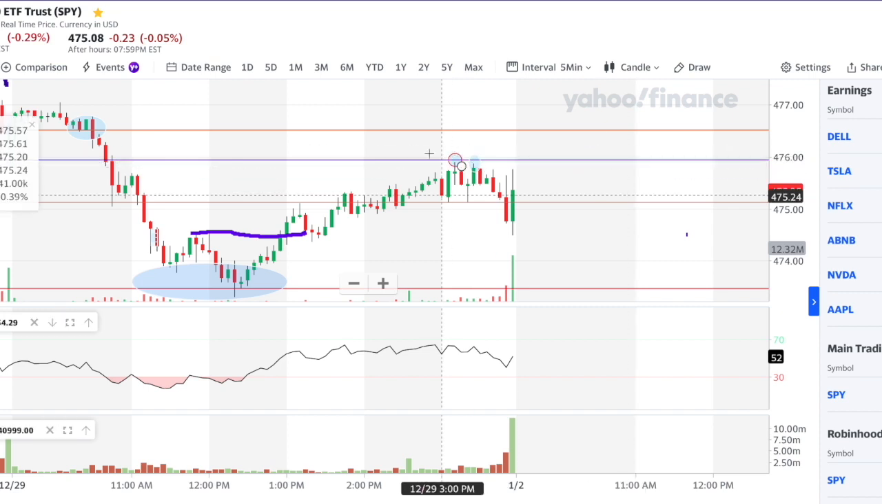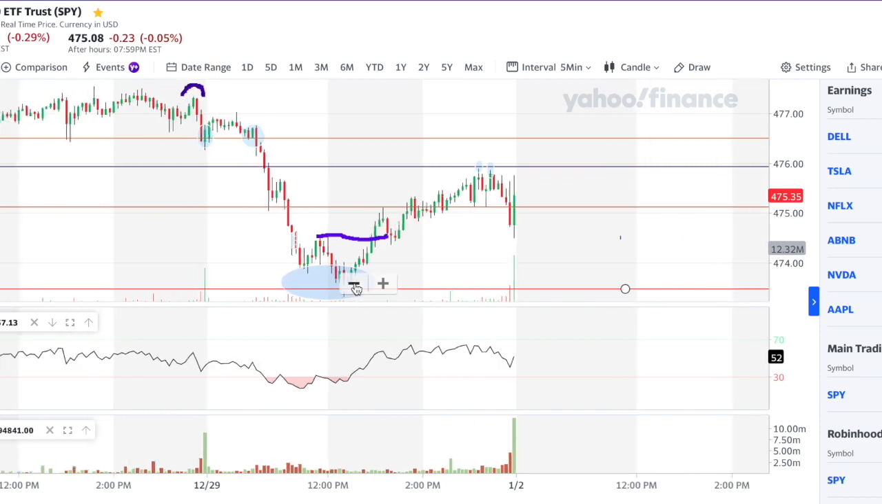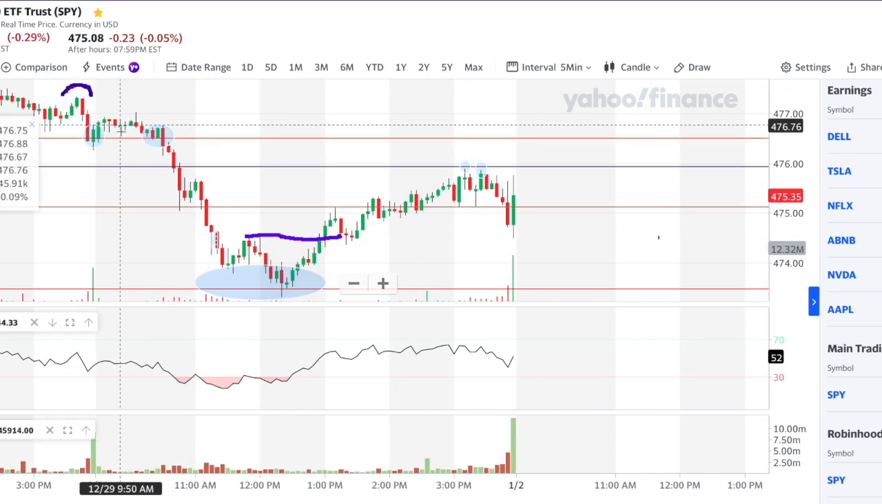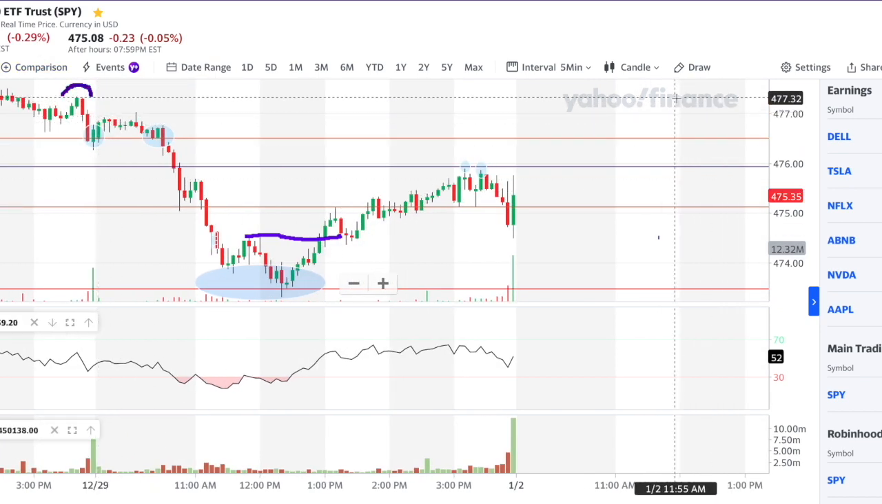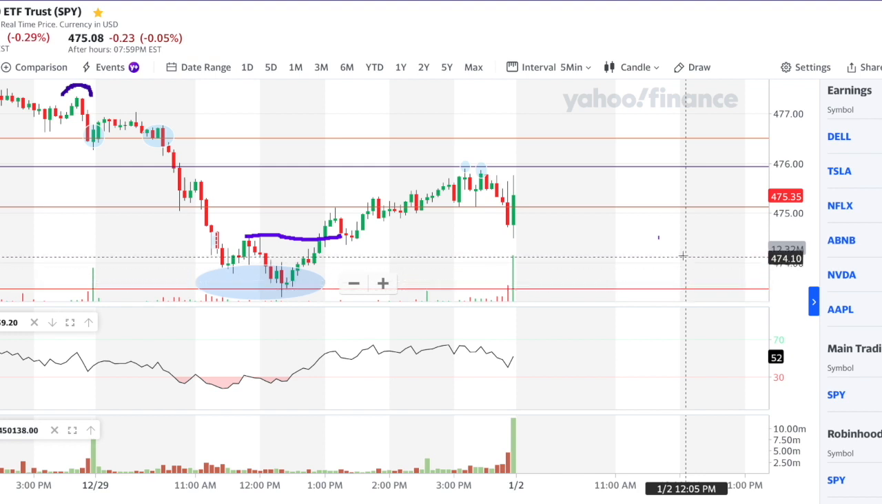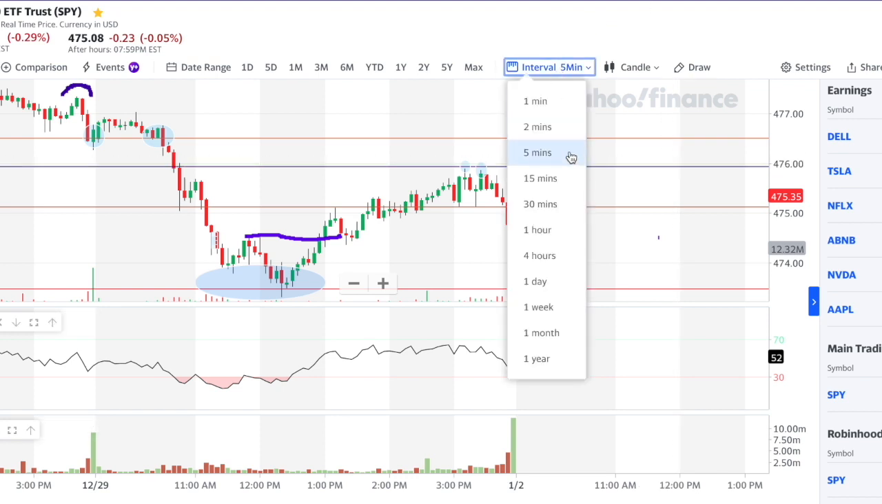I see a great move to the downside and to the upside. Again, you could have played it from the downside, or you could have played it from the upside. It didn't matter, as long as you're making the money.